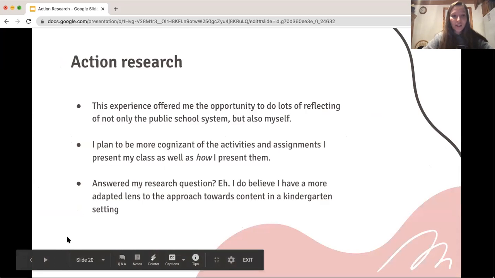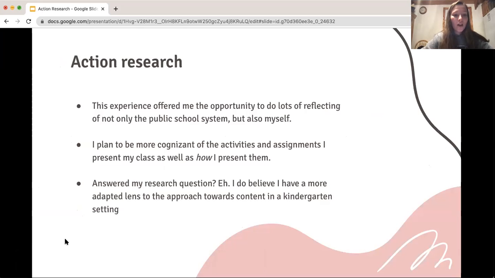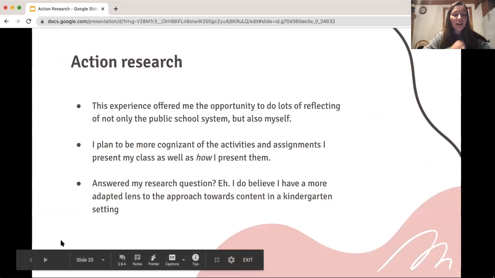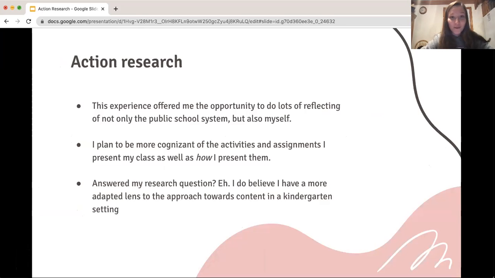So this action research, how do I feel about it? Where am I going to go from here with it? This experience offered me the opportunity to do lots of reflecting of not only the public school system, but also myself. I plan to be more cognizant of the activities and assignments I present my class, as well as how I present them. And did I answer my research question? I don't really think so. I don't think I really found a true answer to, is there a benefit to making kindergarten more academic? But I do believe I have a more adapted lens to the approach towards content in the kindergarten setting.